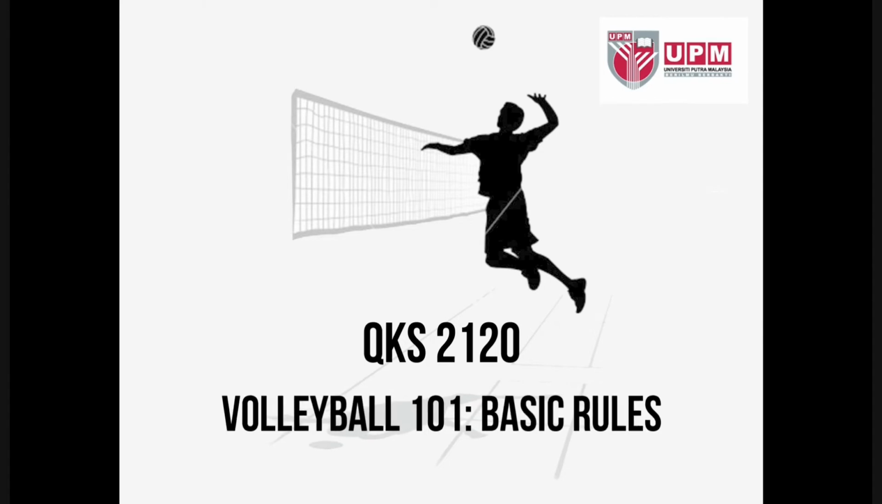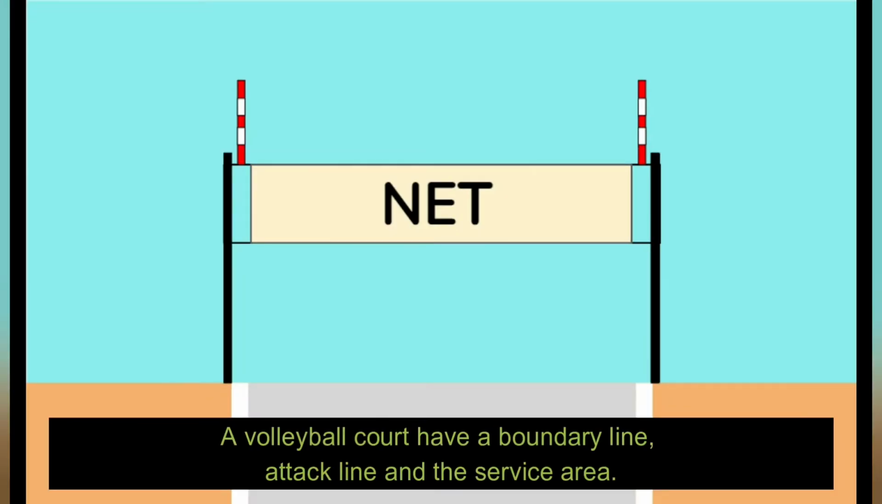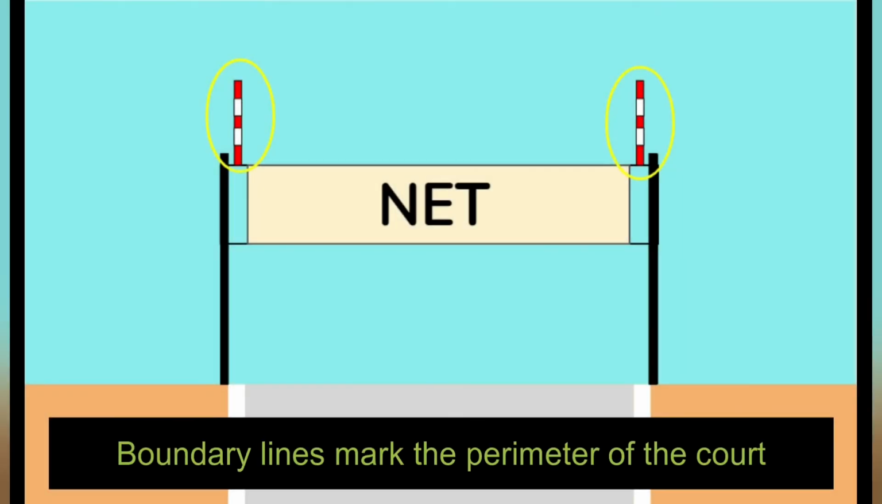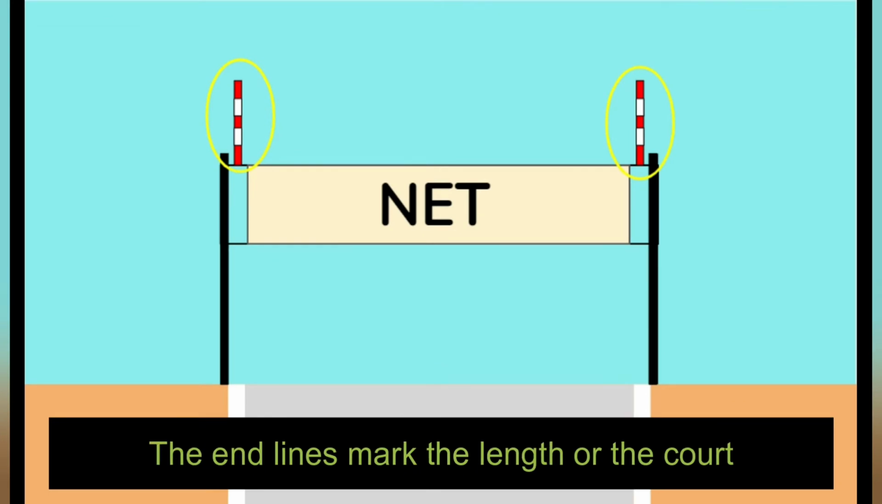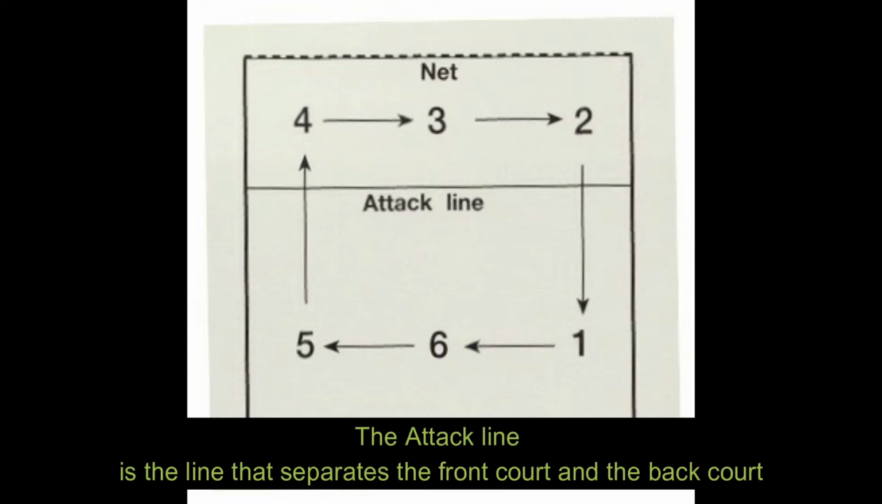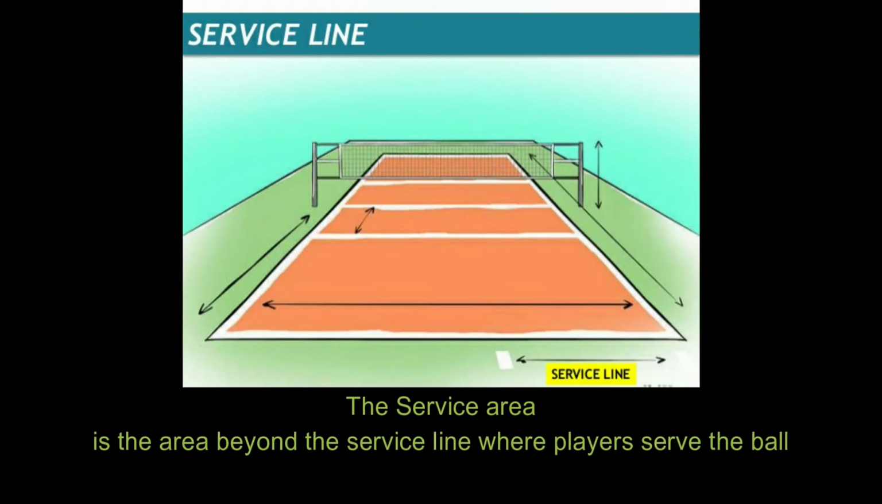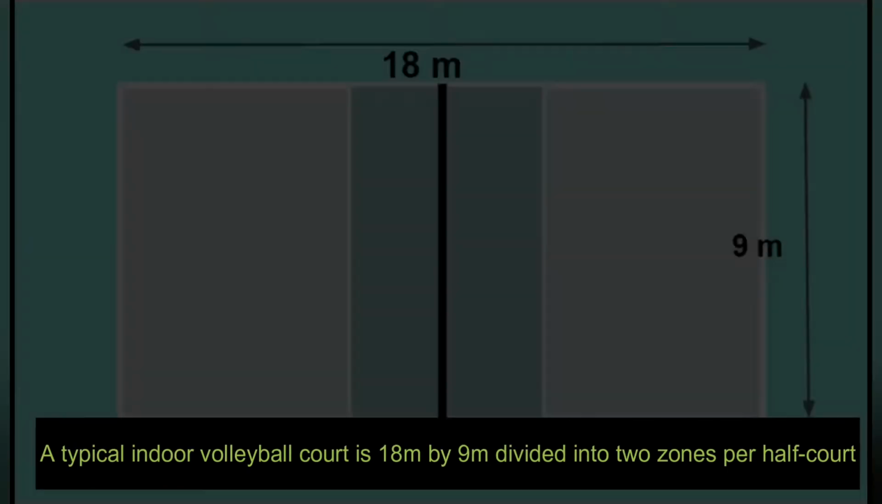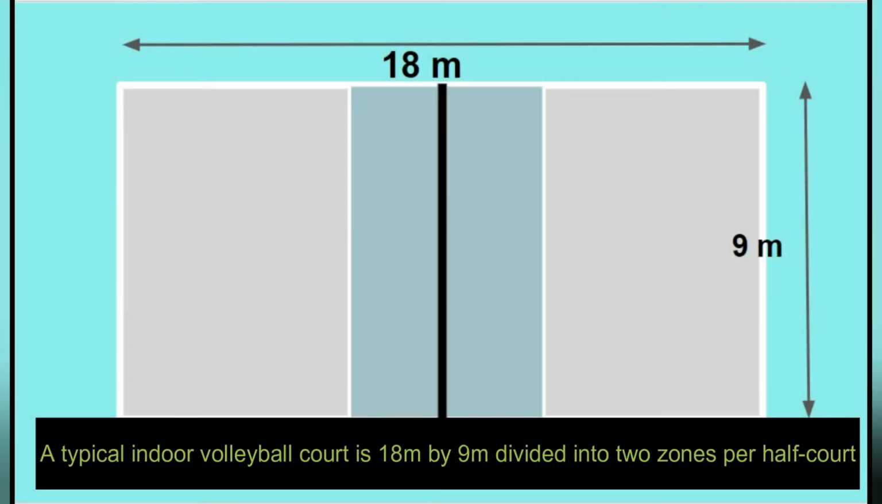Before we go into the rules, let us recall how a court looks. A volleyball court has boundary lines, attack lines, and a service area. Boundary lines mark the perimeter of the court: the end line marks the length of the court, and the side lines mark the width. Indoor volleyball is 18 meters by 9 meters, divided into two zones per half court.